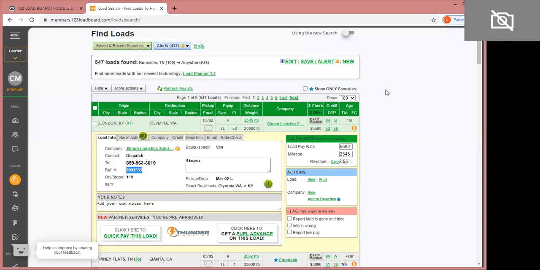So dispatch at SRAM Logistics says, yeah, let me check. What's your MC, by the way? Dispatchers don't have an MC, so what they're asking is for you to give them the MC of your carrier, right? So you give them the MC, and they're going to look it up in their system.